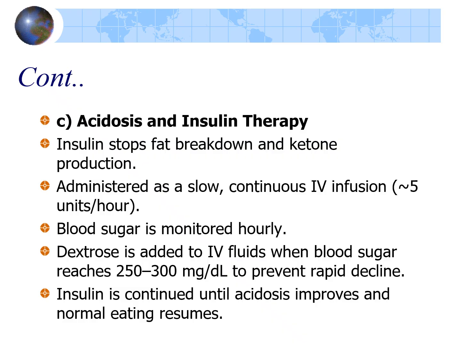Our last goal is to reverse acidosis and control blood sugar. To achieve this, we do acidosis and insulin therapy. Insulin stops fat breakdown and ketone production. Insulin is given as a slow continuous IV infusion, usually about 5 units per hour. Blood sugar is checked hourly. When blood sugar reaches 250 to 300 milligrams per deciliter, dextrose is added to IV fluids to prevent a rapid drop. Insulin is continued until the patient's acidosis improves and they can eat normally.